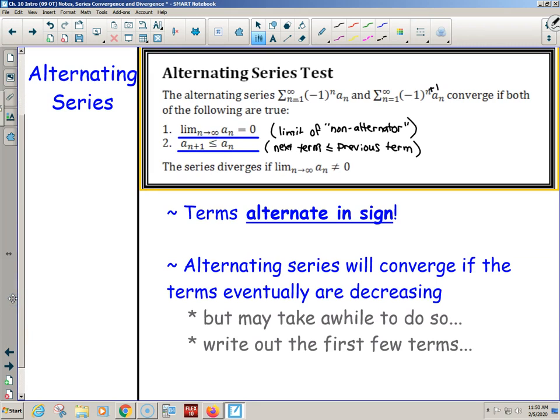So we have our terms alternating in sign. If the terms are eventually decreasing, they can't stay equal all the time, but they are allowed to sometimes be equal to. And sometimes it might take a while to figure this out, so write out the first few terms to try to figure out what's going on, especially with unfamiliar functions. We've talked about -1 raised to powers, whether it's n or -1 to the 2n plus 1 or whatever it might be. Has anybody thought of any other alternatives?